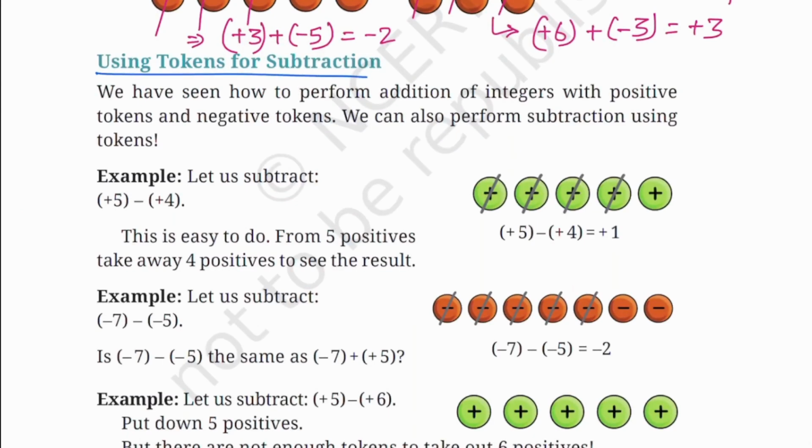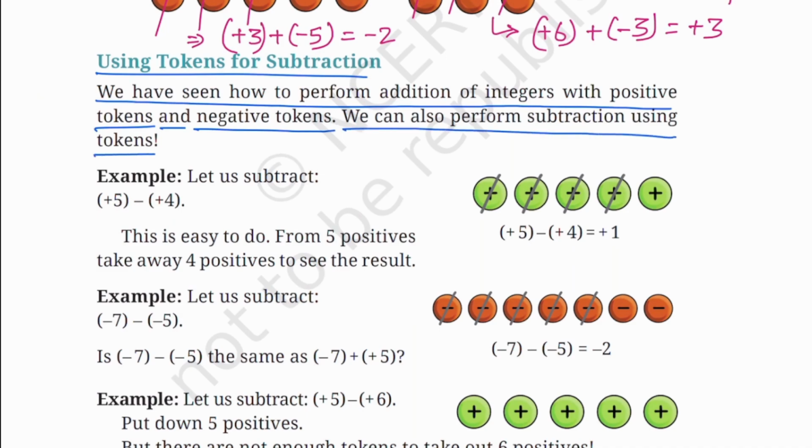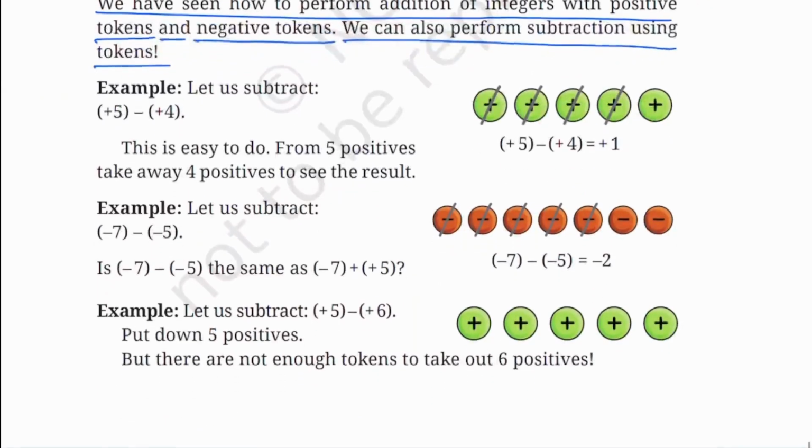Using tokens for subtraction. We have seen how to perform addition of integers with positive tokens and negative tokens. We can also perform subtraction using tokens. Example: let us subtract +5 minus +4. +5 minus +4 is equal to +1.